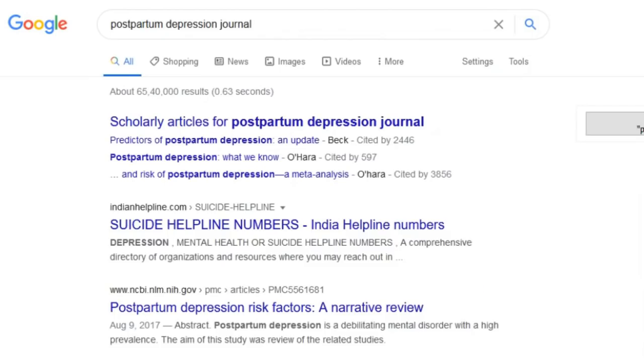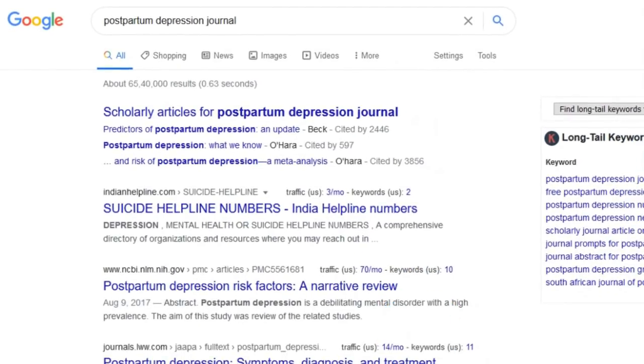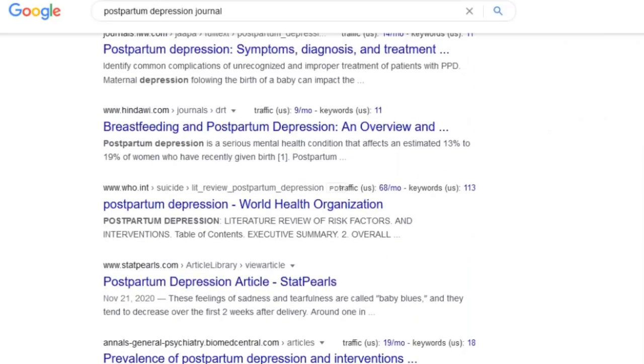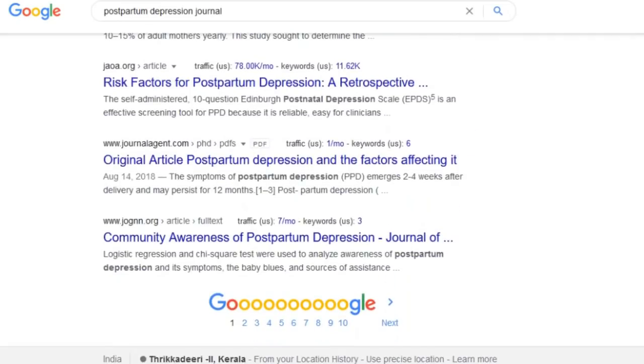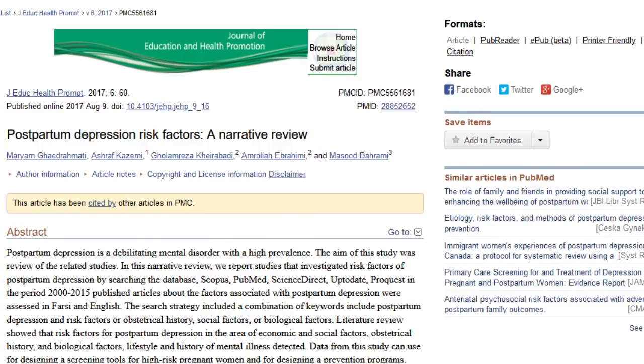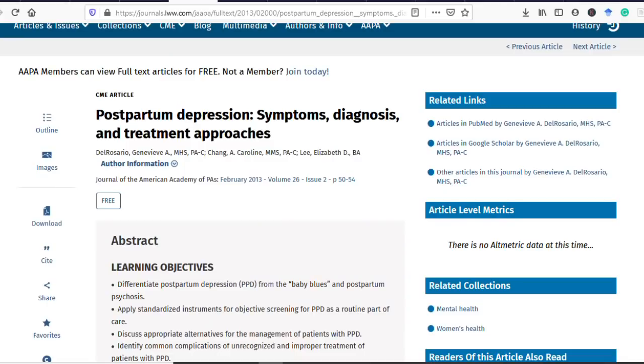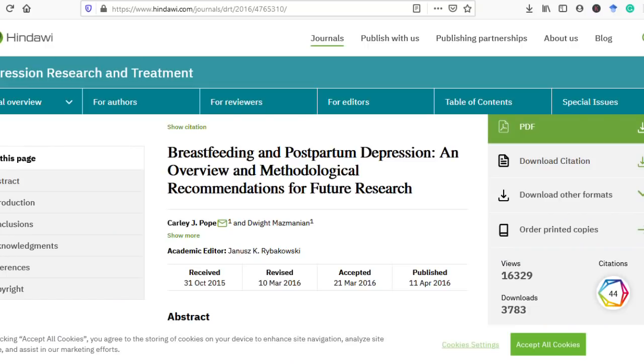So, I am adding a new keyword to the search bar: journal. Now, I get information about postpartum depression published in scientific journals. Great! I went through these files one after another. It took a lot of time. We can call this an initial survey of literature.